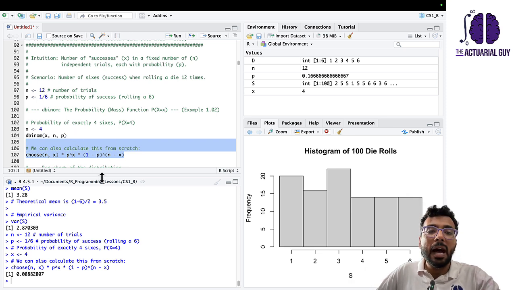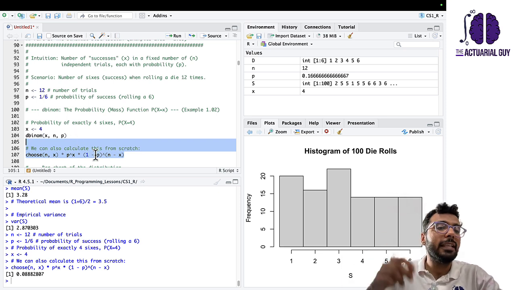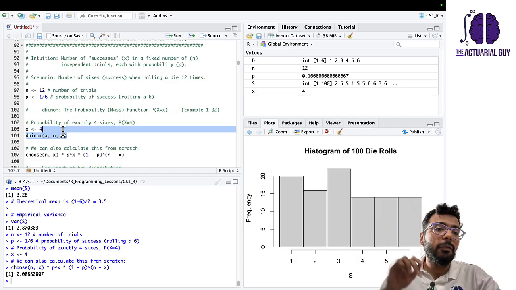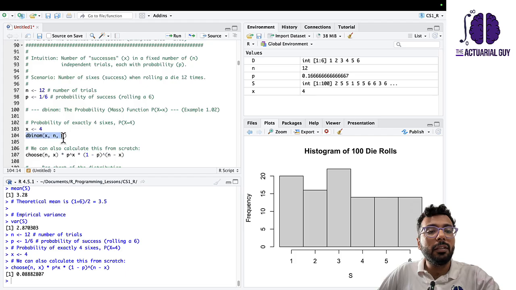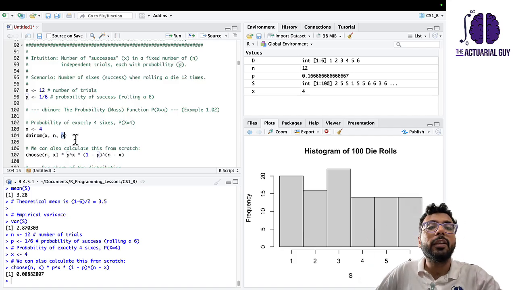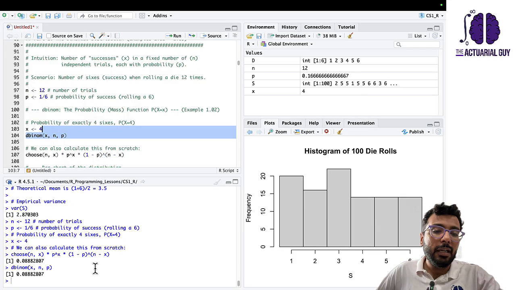But R has a built-in function to do this as well, which is called dbinom. Dbinom gives you the probability mass function of a binomial distribution. Here you just give it 3 arguments. The first one is what you want to calculate the probability of, how many successes. The second one is n, the total number of trials, and then p, the probability of success in each trial. Once you run this, you get the same result. So you can do it either way.